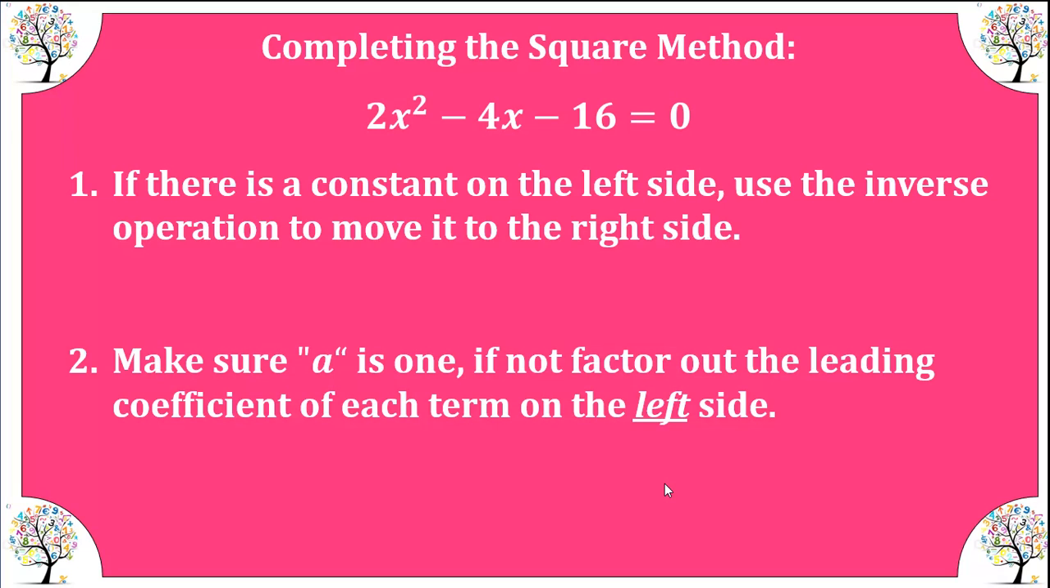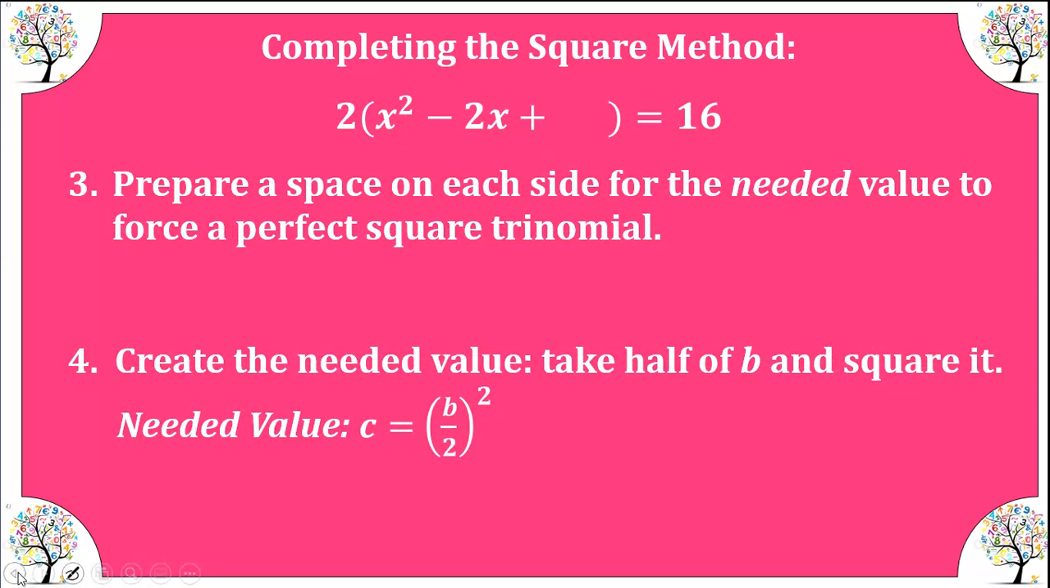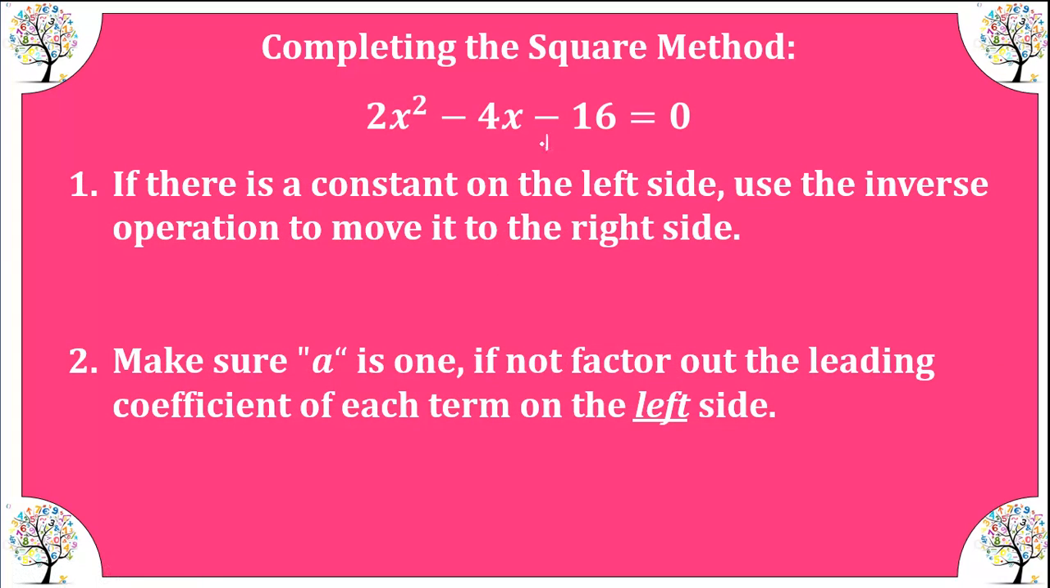So here's step 1. And remember, at any time, pause the video. This is quite a process. So step 1, we want our constant to be on the right. So we're going to add 16 to both sides. And when we do this, we get 2x squared minus 4x equals 16.